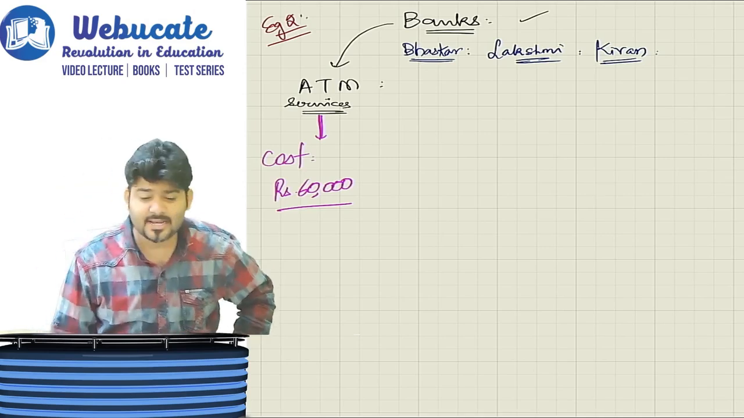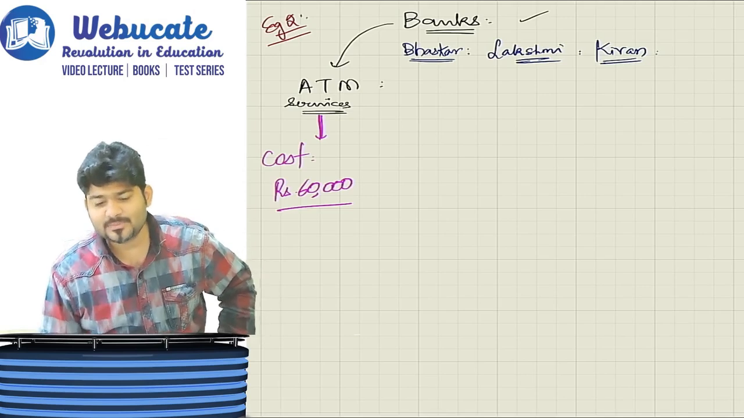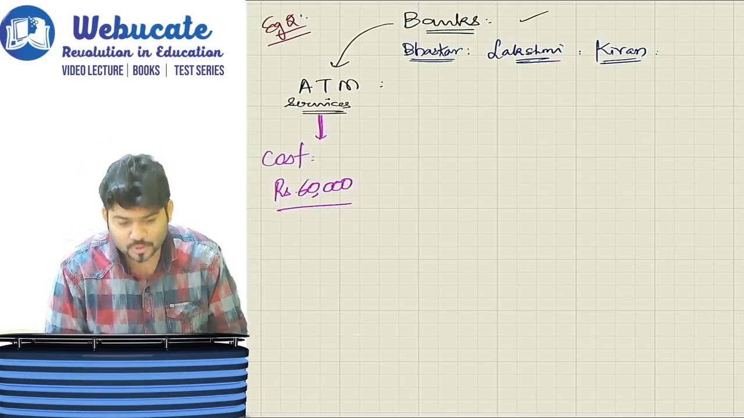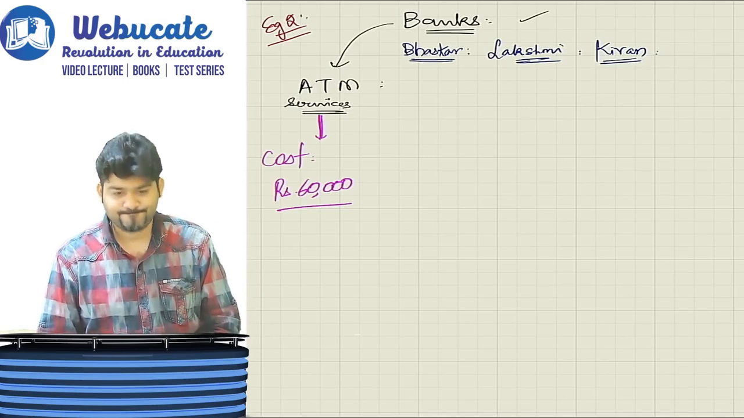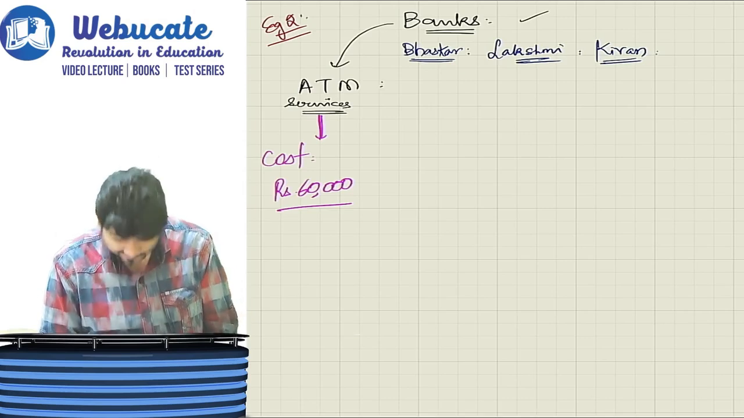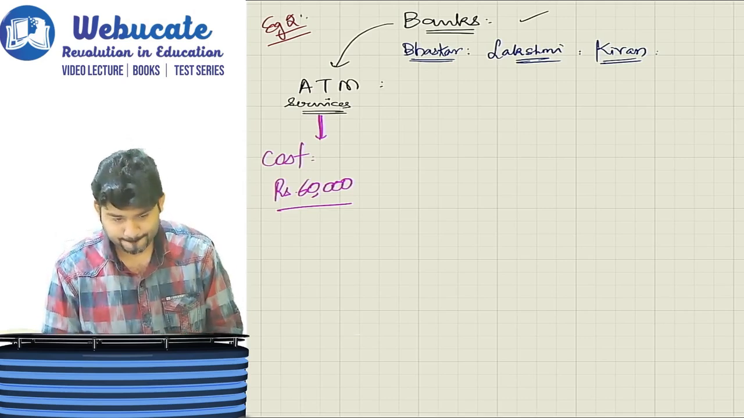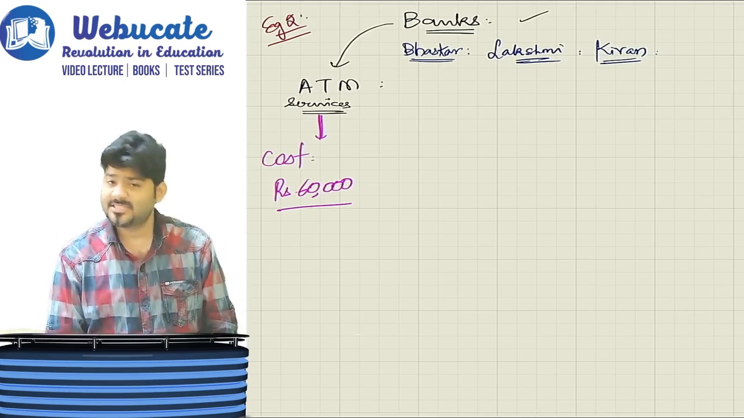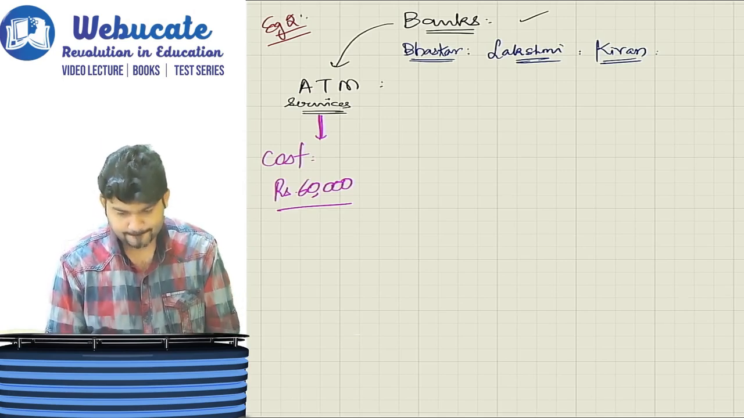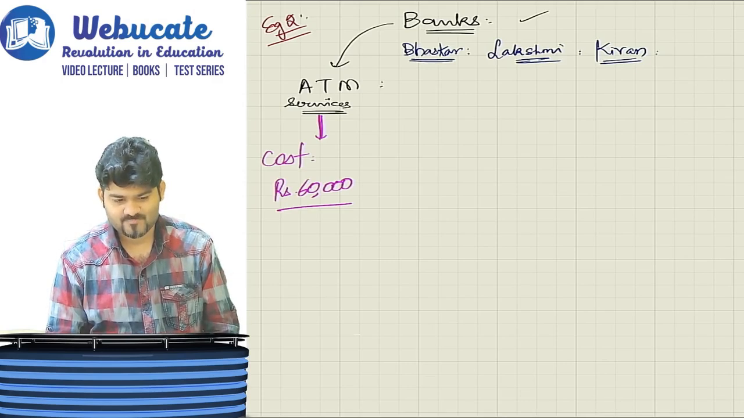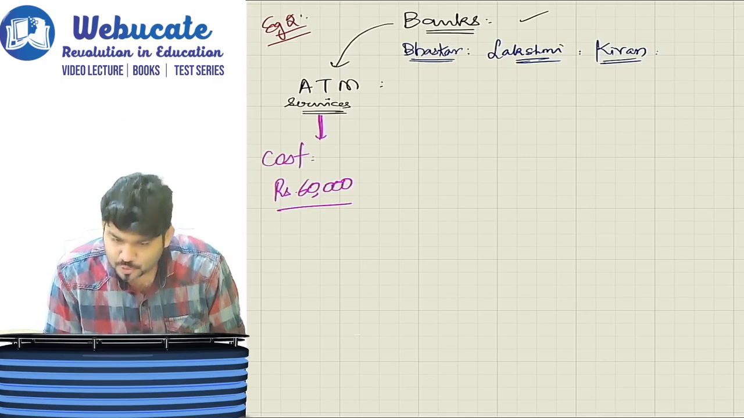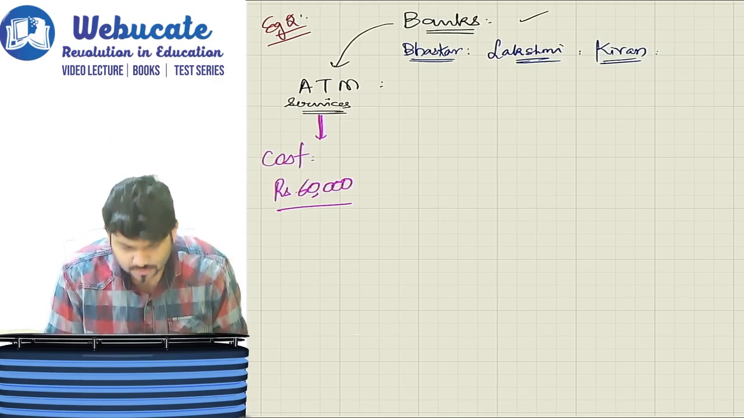So in this case, Neelam, what will happen? Tell me, how much is Bhaski going to pay? How much is Lakshmi going to pay? How much is Kiran going to pay? Correct, Lakshmi. Lakshmi says 60k divided by 3. Others? Correct, Neelam. Neelam says 20,000 to Bhaski, 20,000 to Lakshmi, 20,000 to Kiran.